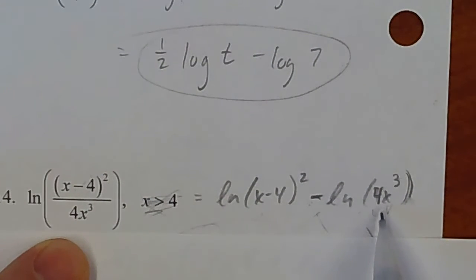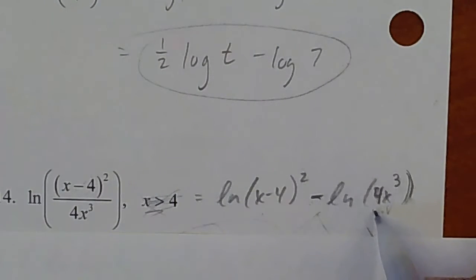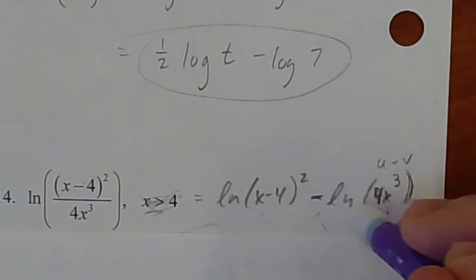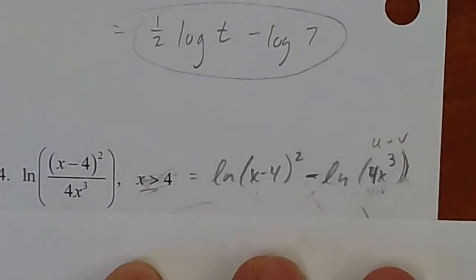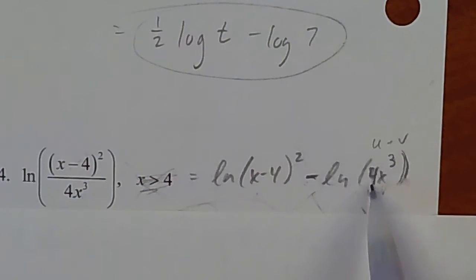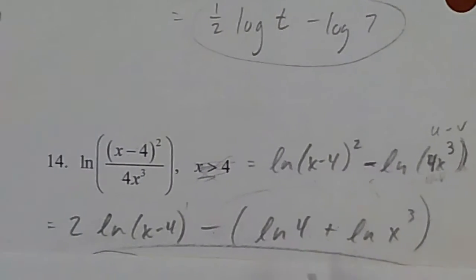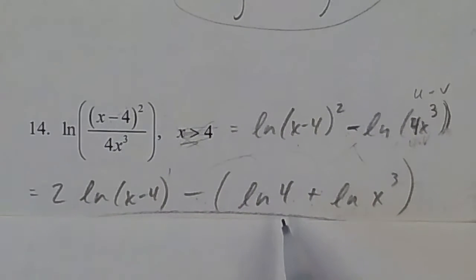Now what you need to realize, though, is we can keep going. We still have a product. We still have a u times a v here. All right? So I can split that up. Now be careful of the sign here on this one. All right, so if I'm going to rewrite that as a sum, I've got the natural log of 4 plus the natural log of x cubed.